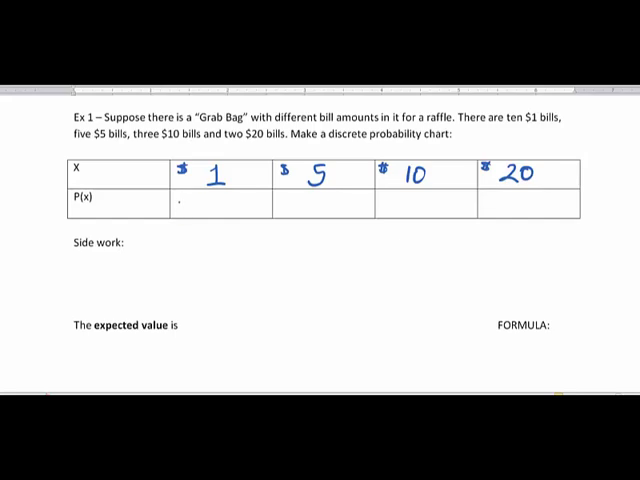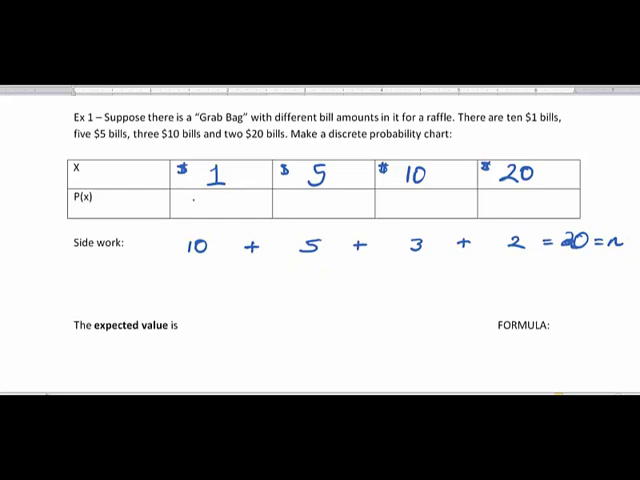Now, if you take a look at the wording here, it gives you some probabilities, because it tells you there are 10 $1 bills. So I'm going to do some side work here. So the count is 10 $1 bills, 5 $5 bills, 3 $10 bills, and 2 $20 bills. If I add these frequencies together, I get my total here. 10 plus 5 is 15, plus 3 is 18, plus 2 is 20, which happens to be my total n.